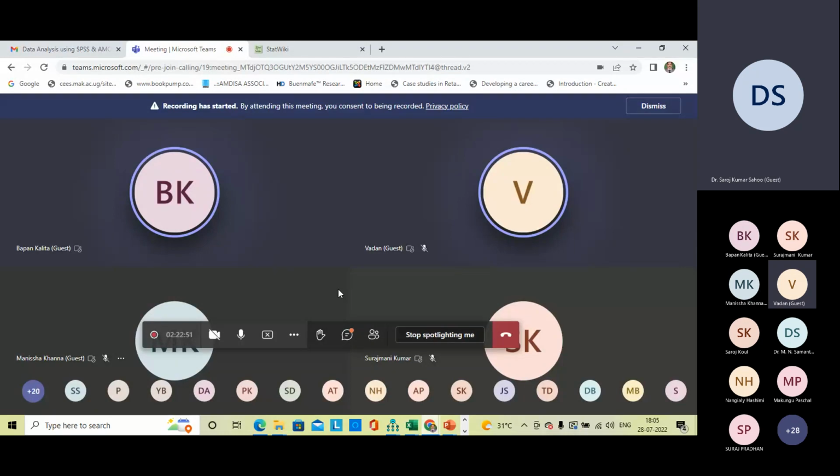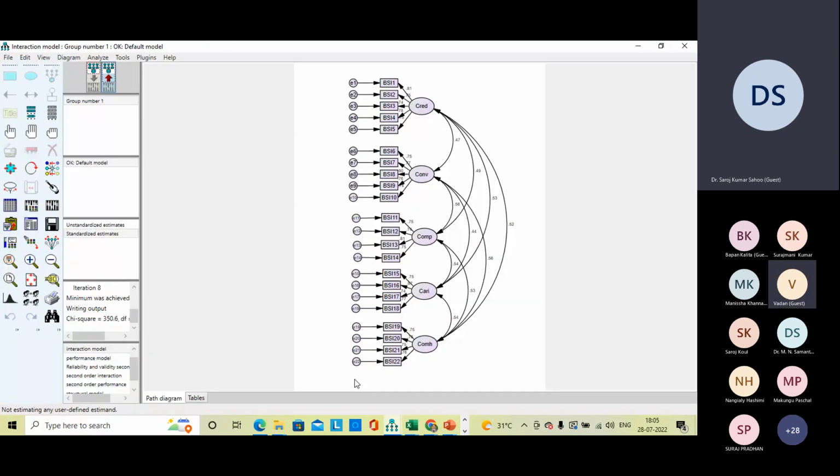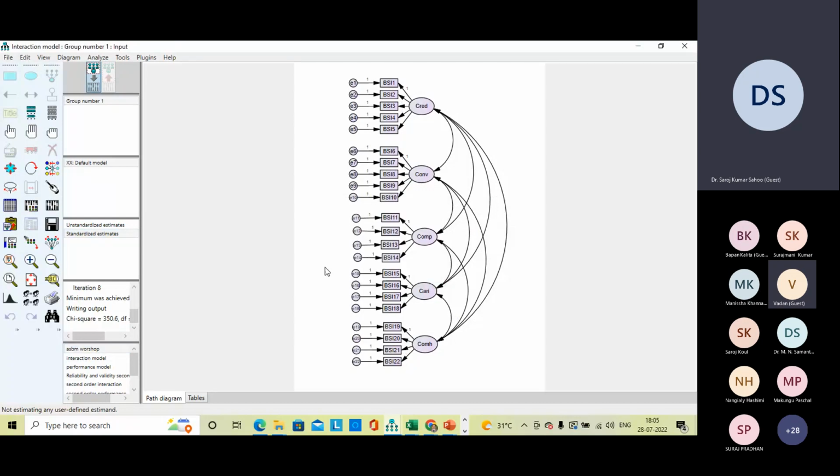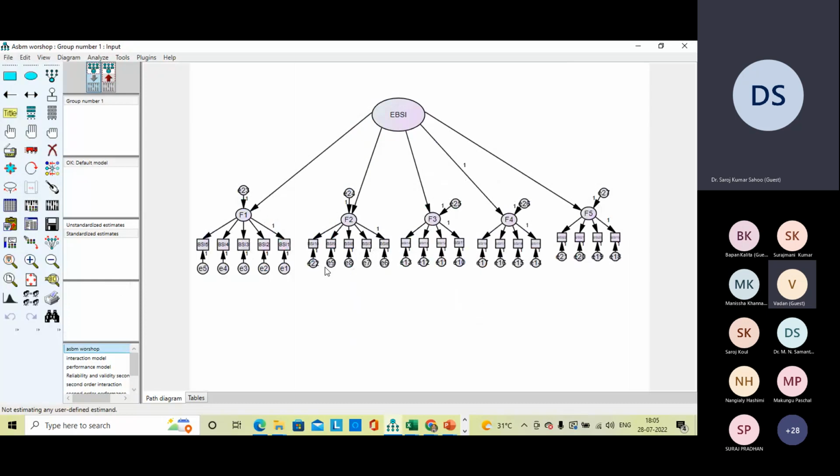Suppose somebody will ask, sir, why should I go to SPSS? Why not in AMOS? There will be a test. Yes, there is a test in AMOS, which is a little bit lengthy, but it is giving a more confirmatory result. All of you have the patience to see? Yes, sir.